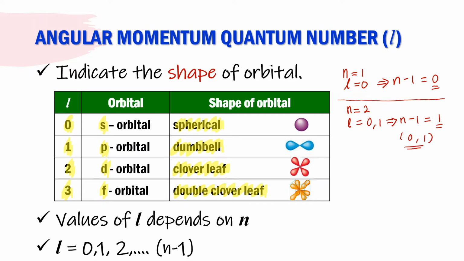Another example: when n equals 3, the possible values of L can be 0, 1, and 2. We get this number from n minus 1, which equals 2. So 2 represents the maximum value of L, and we can write the possible values as 0, 1, and 2.